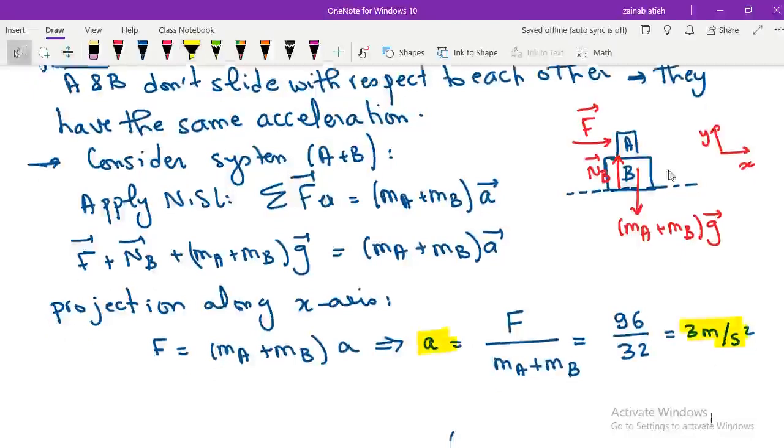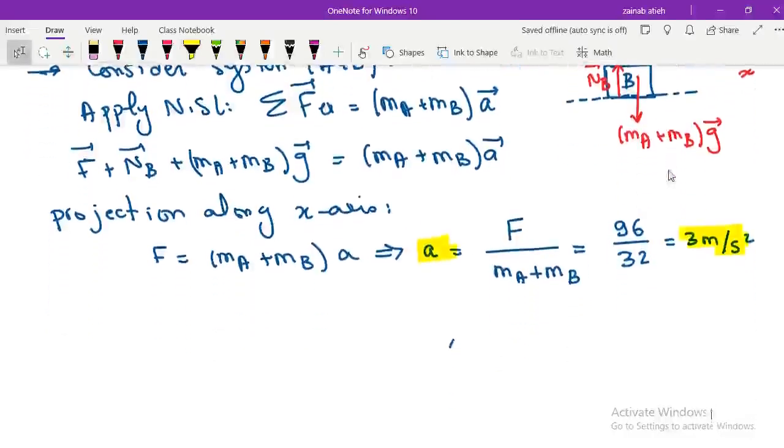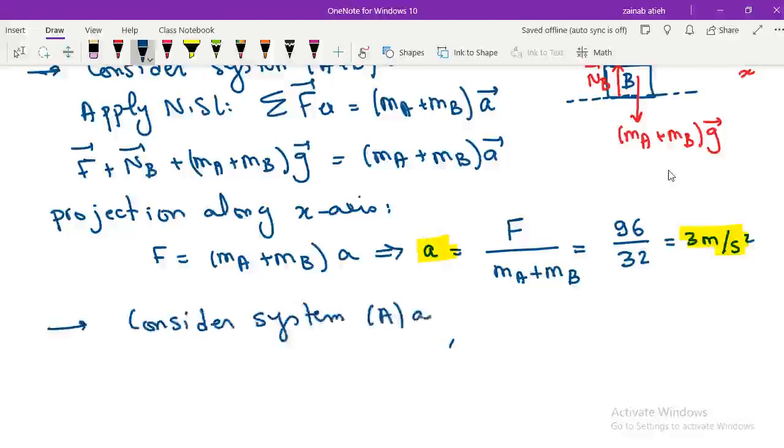Okay. Let me now consider system A alone. I will take block A. Let me draw block A. This is block A alone, standing on block B.